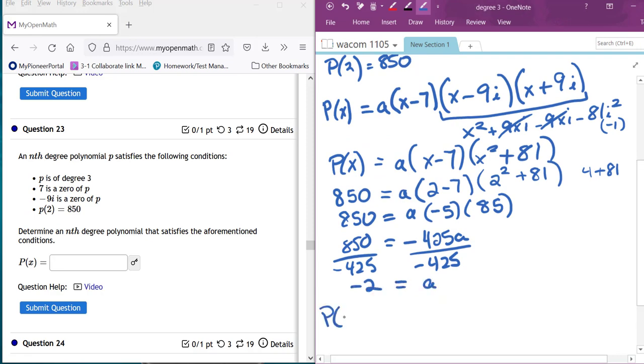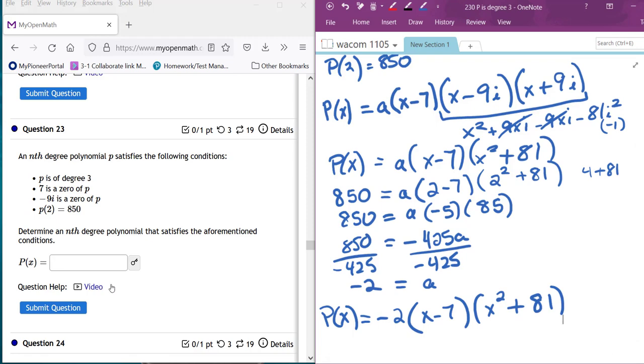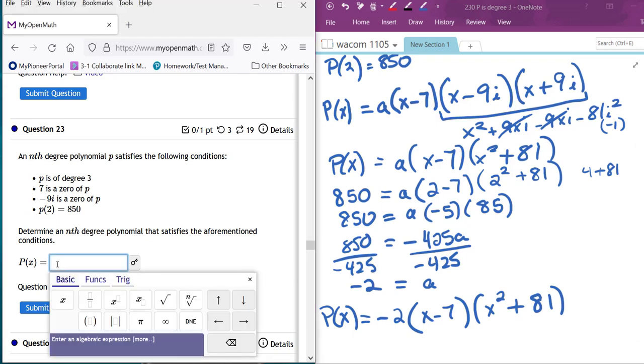So our polynomial is negative 2 times, and we'll use this form. I don't think we have to multiply it out. I think you can enter it just like that, and they will be happy. They would not like, I don't think, the i's left in it, in the first one. So we will try that. They actually work it out in their answer, but I think you can enter this.